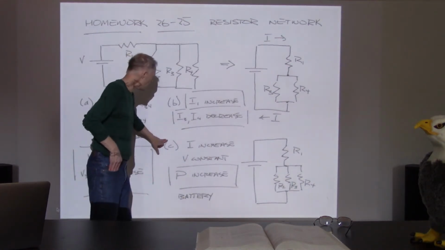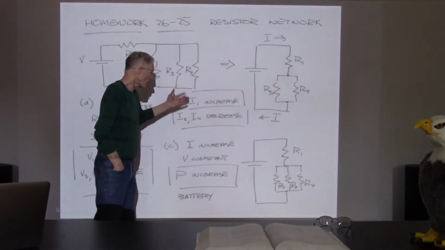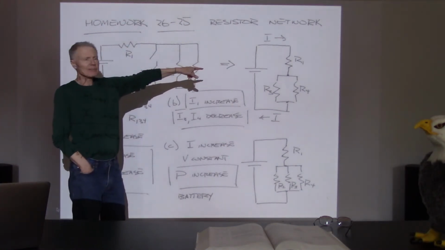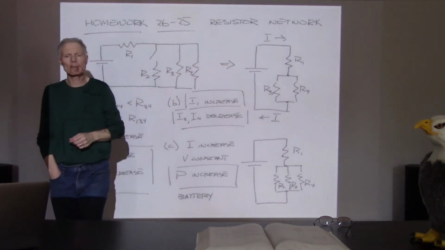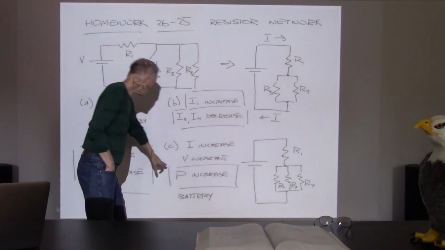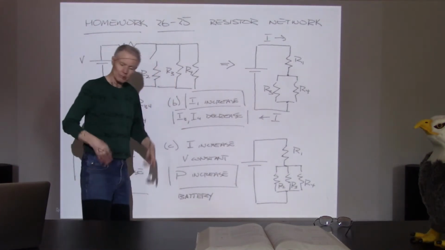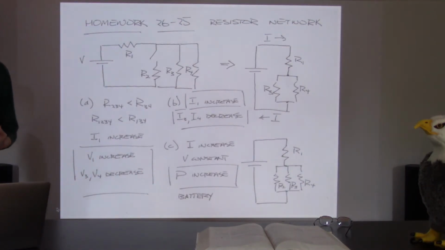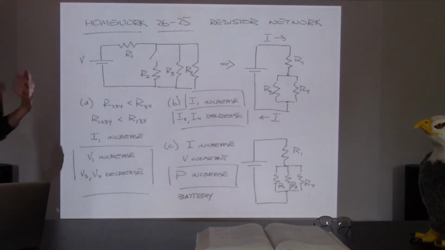So in part C, I has increased overall in the circuit. V is a constant. The battery is still operating at the same voltage. It's still running the same chemical reaction. And so power has gone up. The battery's using up its energy at a faster rate when we close that switch with a resistor that was in parallel. Okay. So that's, I'm going to say that's pretty impressive.